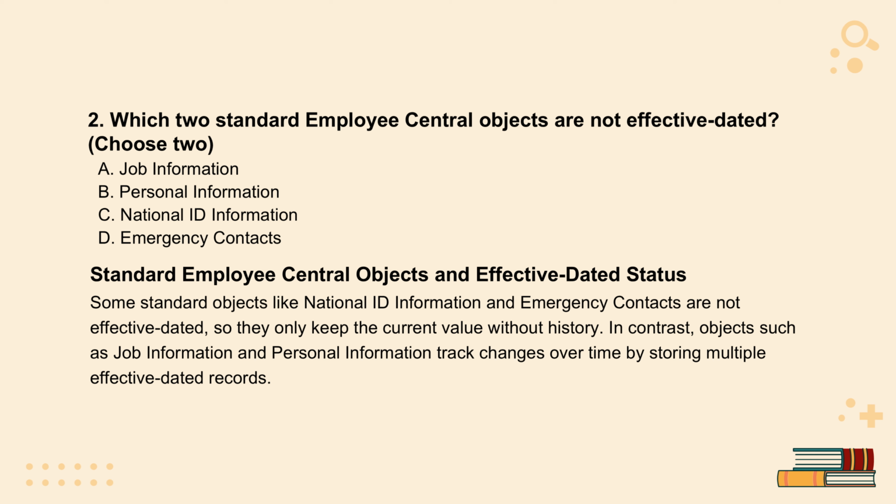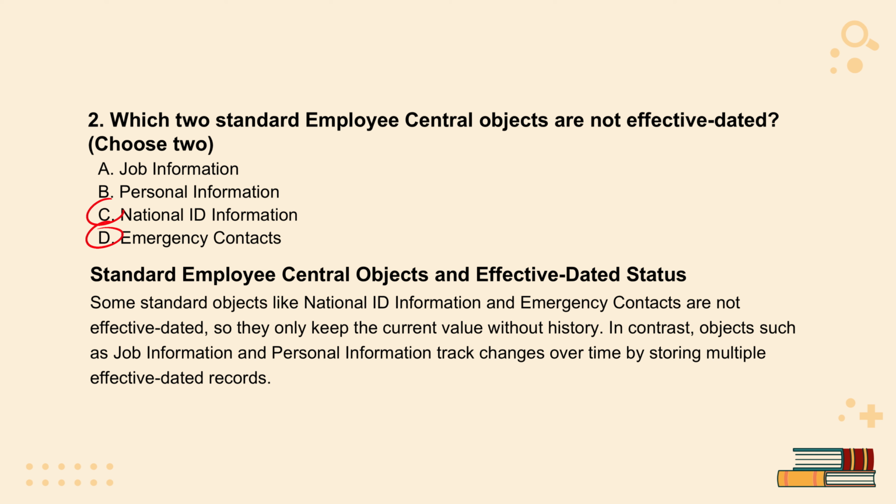That's a really good point. And no, it's definitely not one size fits all. The system is designed to differentiate. So some standard employee data fields, national ID information is a good example, emergency contacts, these are not effective dated. For those, the system just shows the most current data, always. And the reason is usually that historical tracking just isn't needed for those specific records.